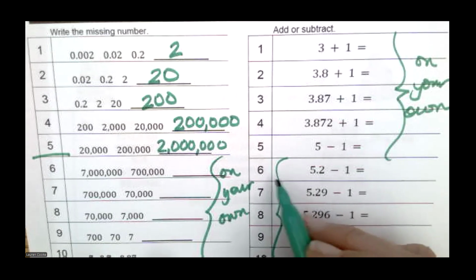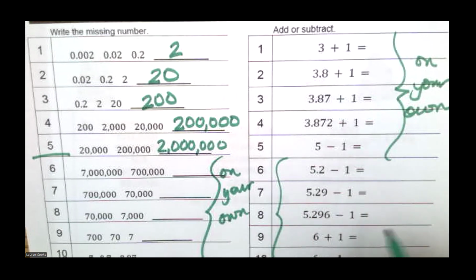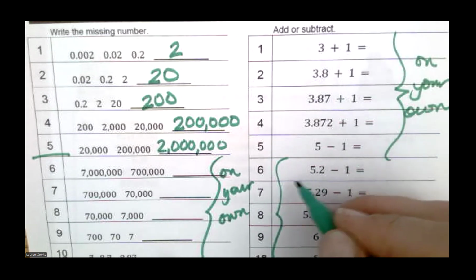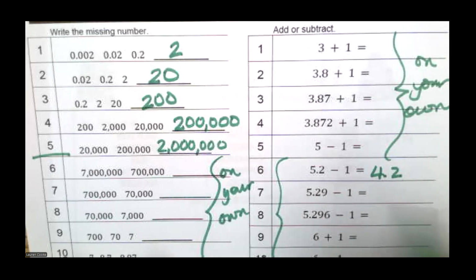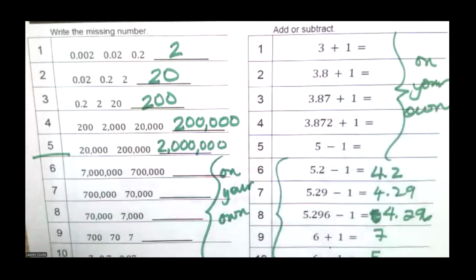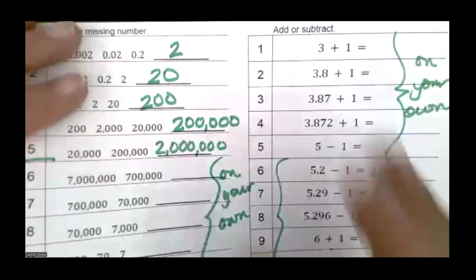Okay. Now let's take this over here. I'm adding and subtracting. I have 5 and 2/10 minus 1. That's 4 and 2/10. This is going to be 4 and 29 hundredths. This is going to be 4 and 296 hundredths. And 7 and 5. Okay. And then I'm just looking for you to work on the top 5 on your own.